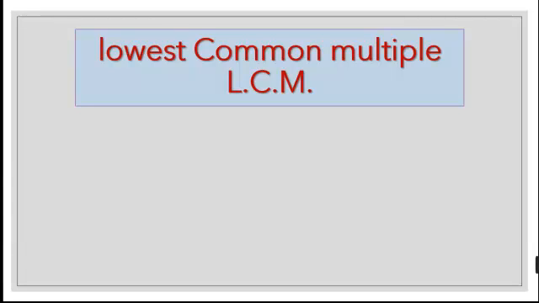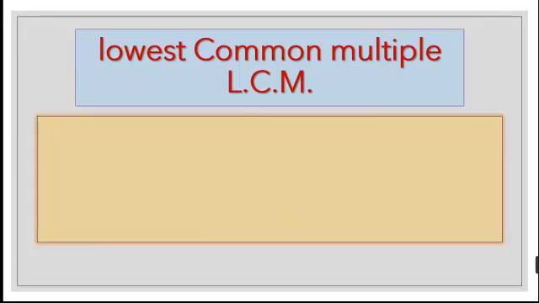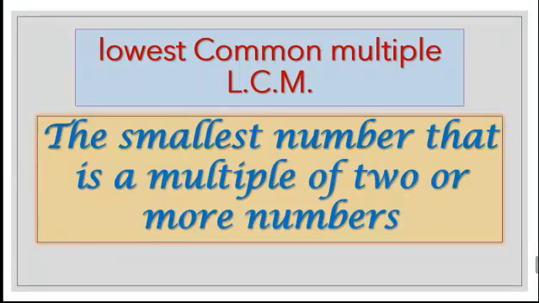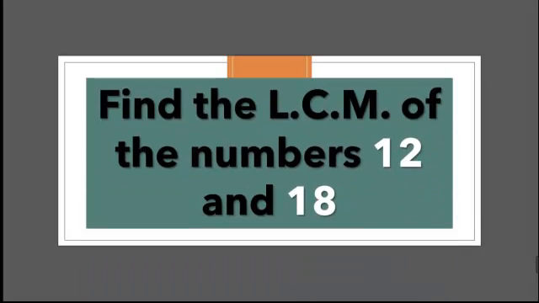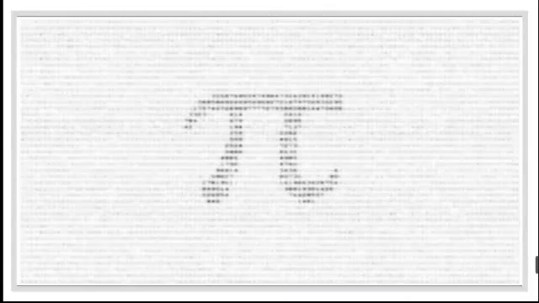Okay, now let's move to the lowest common multiple, or LCM. What is the meaning of lowest common multiple? It's the smallest number that is a multiple of 2 or more numbers. Let's see how we can get the LCM. Find the LCM of the numbers 12 and 18.